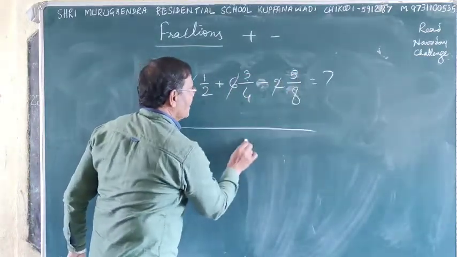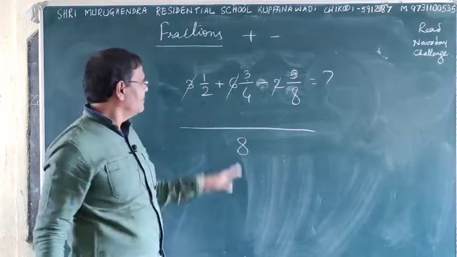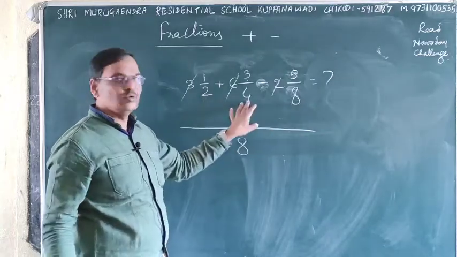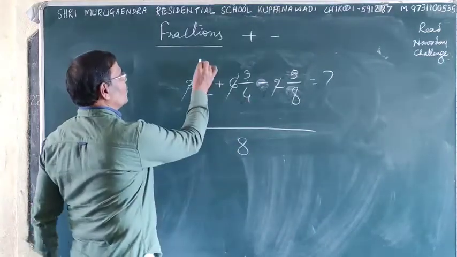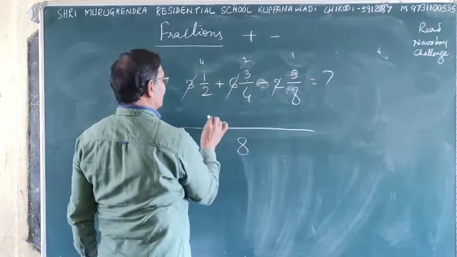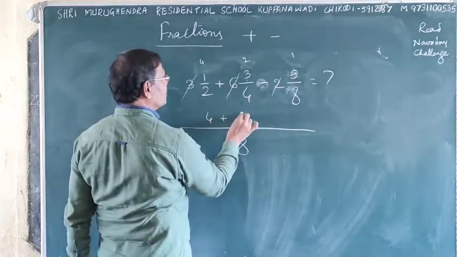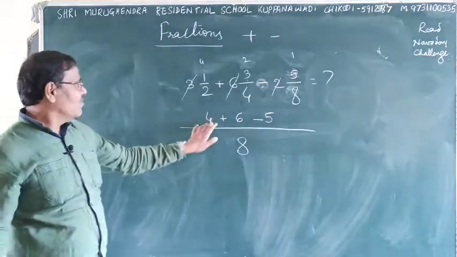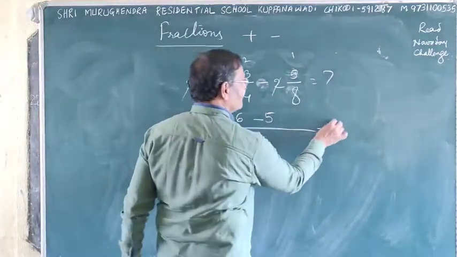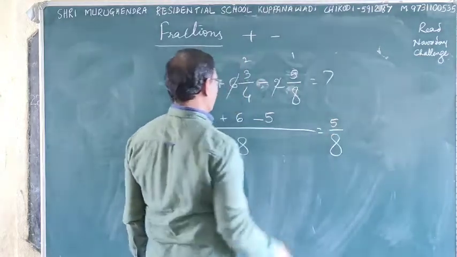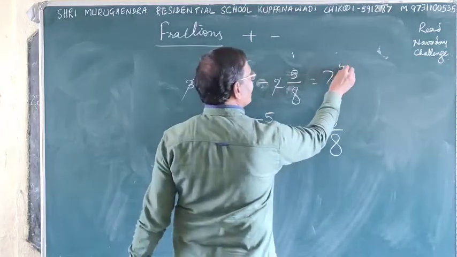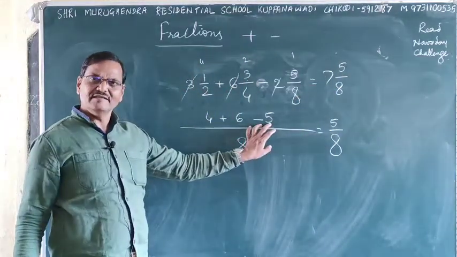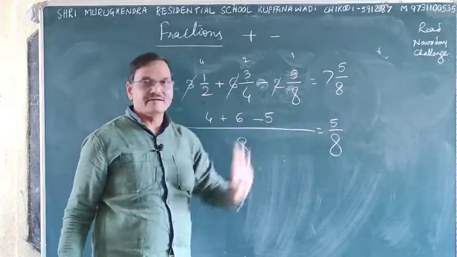See, 8 is the LCM because the biggest number is a multiple of these two. So 2 4s are 8, 4 2s are 8, 1 4 is 4, plus 2 3s are 6, minus 5 1s are 5. Isn't it? 4 plus 6, 10 minus 5, 5 by 8. Directly write 5 by 8. 10 minus 5 is 5 by 8.